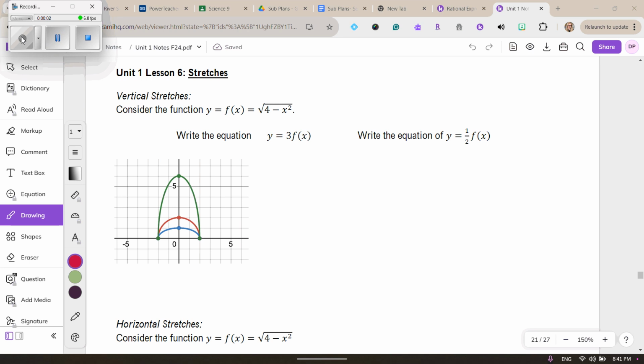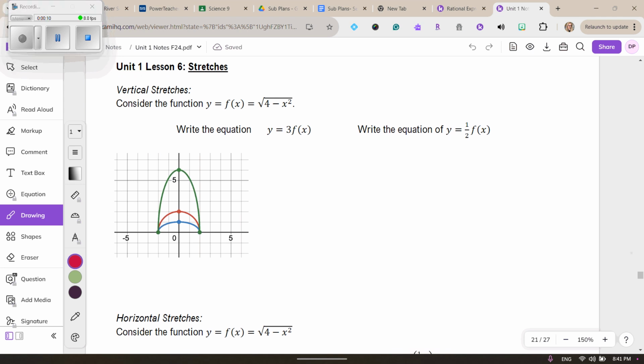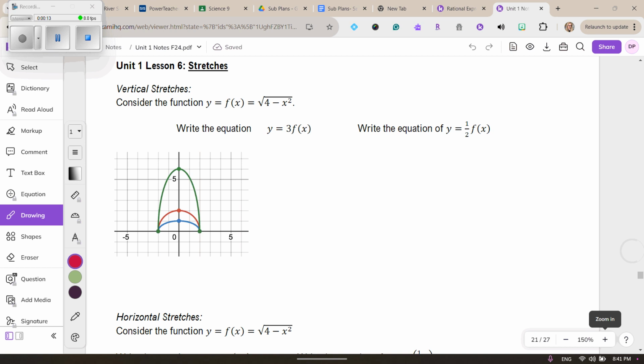Lesson number 6, stretches. Today we're going to be looking at the third type of transformation, which is stretches. So we're going to look at vertical and horizontal stretches. First, vertical stretches. As you guessed it, vertical stretches are going to affect the y value.